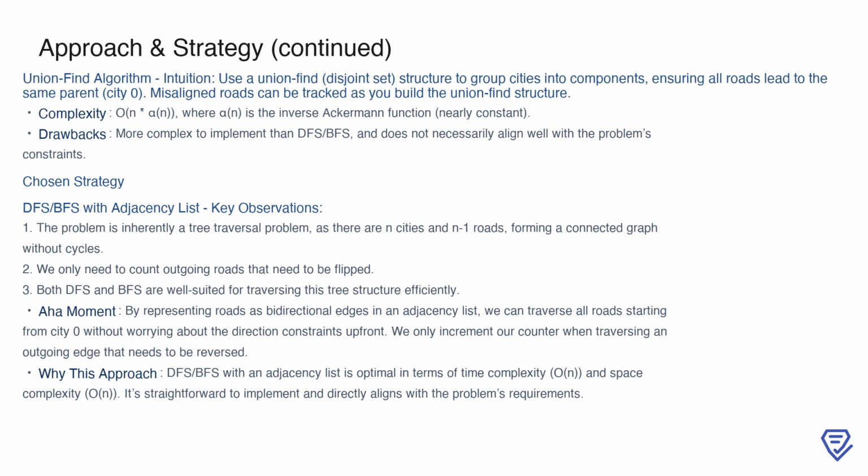Finally, representing the roads as bidirectional edges in an adjacency list allows us to traverse the entire graph starting from City 0 without worrying about direction constraints up front. We simply increment our counter when we encounter an outgoing edge that requires reversal. This approach is both efficient, with a time complexity of O(n), and straightforward to implement, making it a natural fit for the problem at hand.